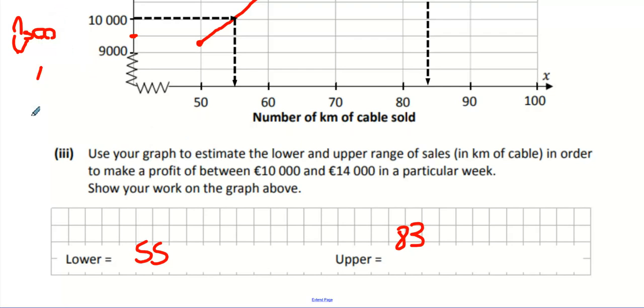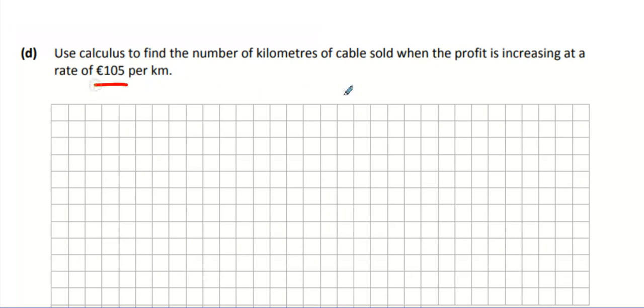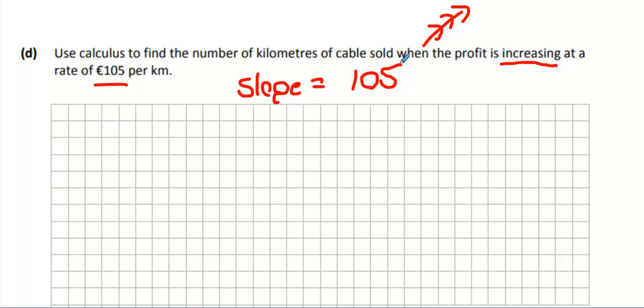Now, use the rate to find the number of kilometers of cable sold when the profit is increasing at the rate of 105. You ever see the word increasing? Increasing means slope. It means your slope is going up. It's basically telling you that your slope is 105. Number of kilometers is the x value if you read the description of the question. So you need to find an x value when your slope is 105.